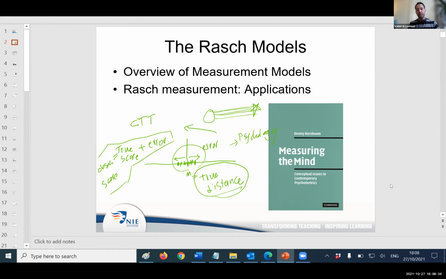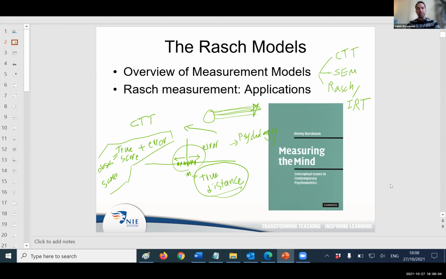In this book, which is by a famous professor, Denny Borsboom, you'll see that he talks about three approaches to measurement. One is the CTT, or classical test theory. The other one is the family of structural equation modeling. And the other one is Rasch and IRT.